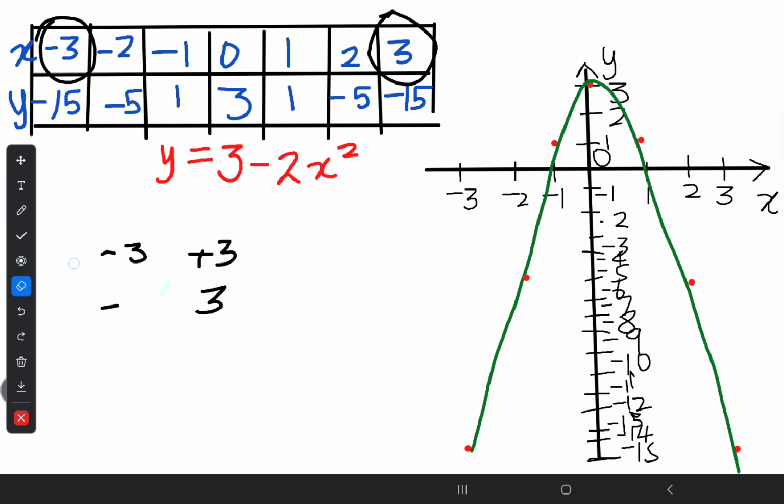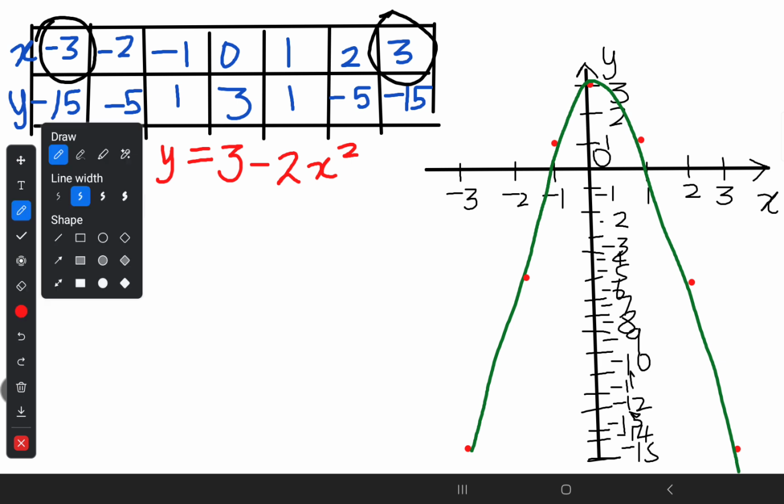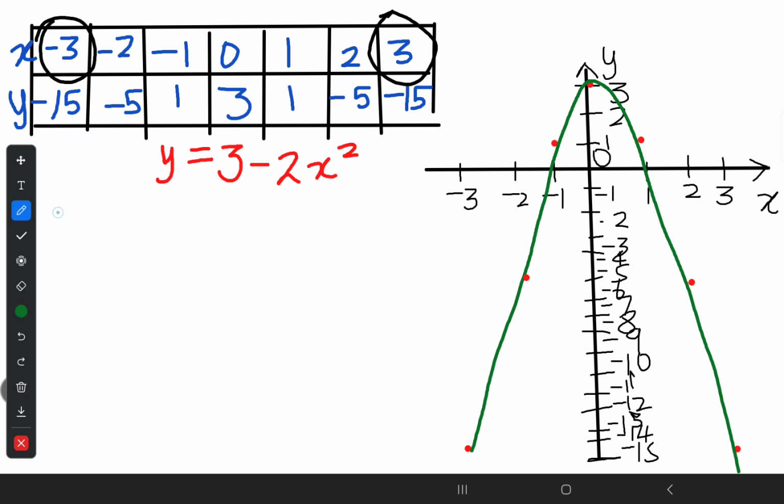There are some questions. After plotting your graph, we have to answer some questions. I'll read the questions. Try to answer with me. First one, what is the maximum value of this function? We use the term function to indicate this graph. This graph is called a function. What is the maximum value of this function?